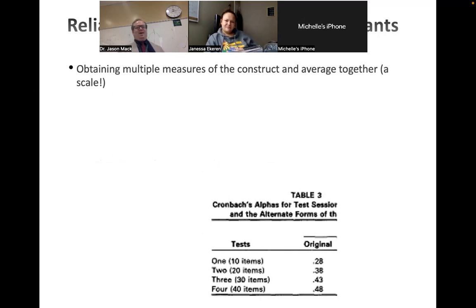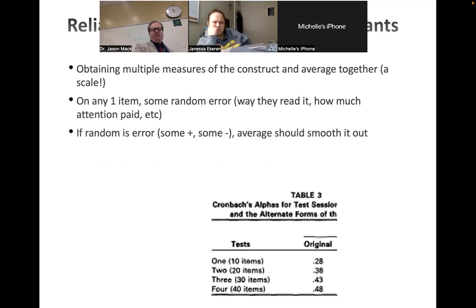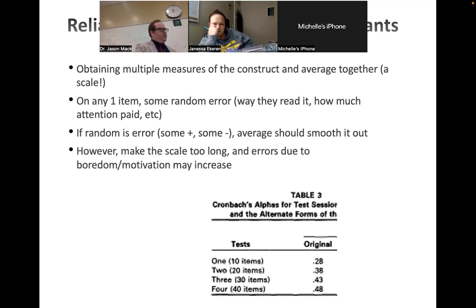Okay. Obtaining measures of the construct and averaging them together gives a scale. On any one item, there's some random error: the way they read it, how much attention they paid. If the error is random, some averaging should smooth it out. However, make the scale too long and errors due to boredom or motivation may increase. It's like survey exhaustion. If you have somebody take a 10 or 15-minute survey, they'll probably do it. You give them an hour survey, they're going to fall asleep at the wheel.